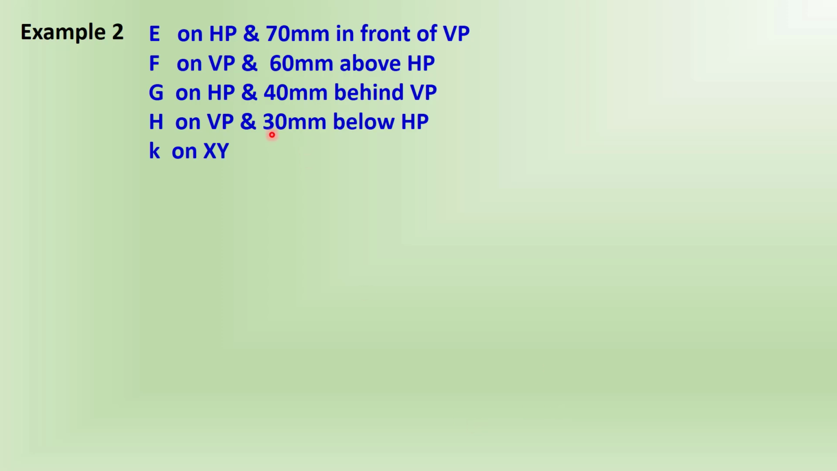So E is lying on HP and 70 mm in front of VP. So here also we will first draw the XY line. Now in front of VP, there is plan. In front means below XY. How much below XY? 70 mm. So plan will be 70 mm below XY line and E is on HP. So elevation also will be on the XY line. So E dash on XY and E below the XY line, and that will be 70 mm from XY.